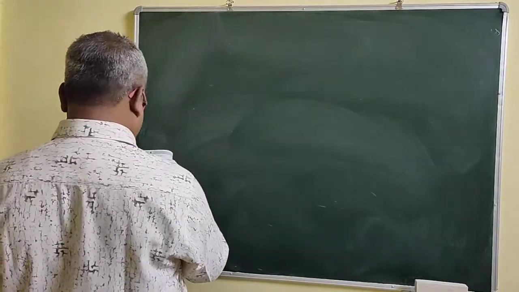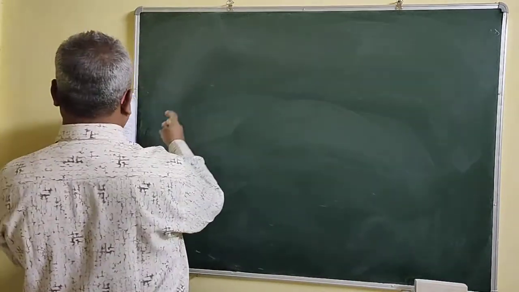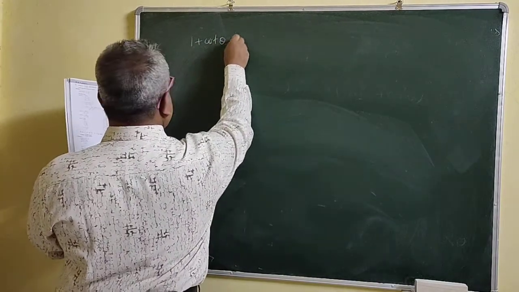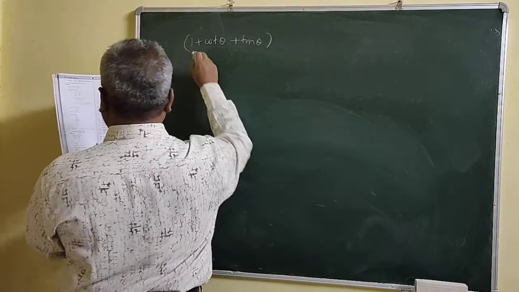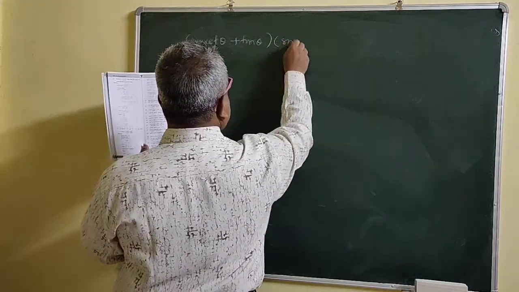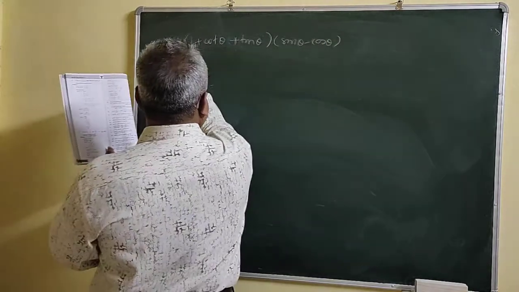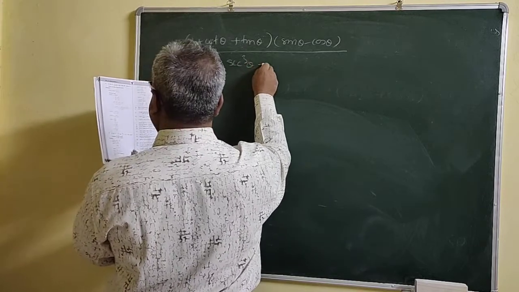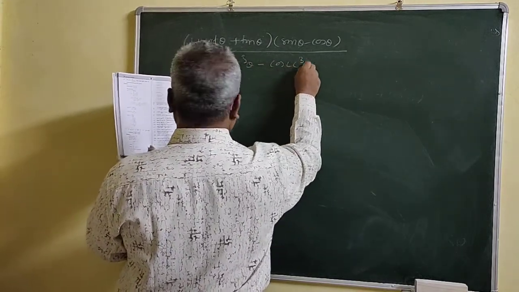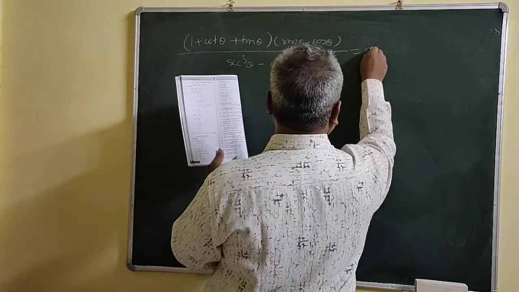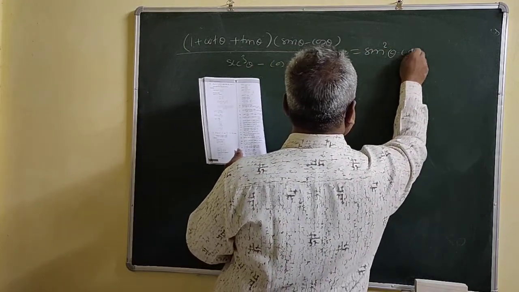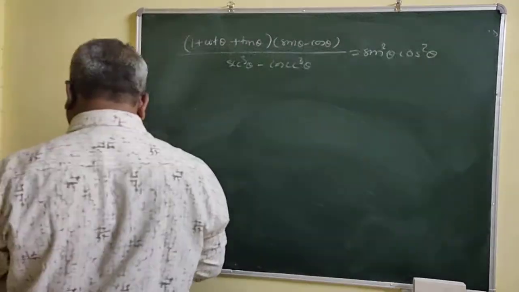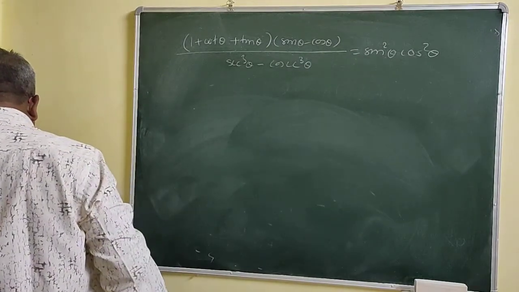Next, prove that (1 plus cot theta plus tan theta) into (sin theta minus cos theta) upon (sec cube theta minus cosec cube theta) is equal to sin square theta cos square theta. So here the denominator is not there. That means you have to think a little bit about the denominator.